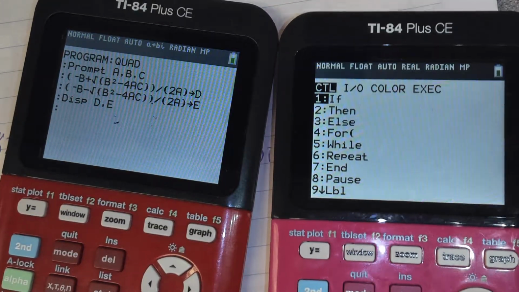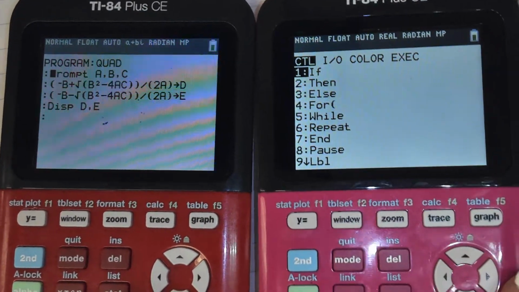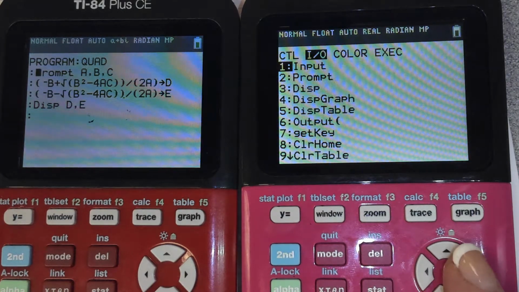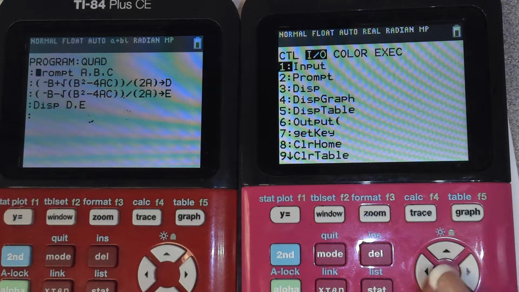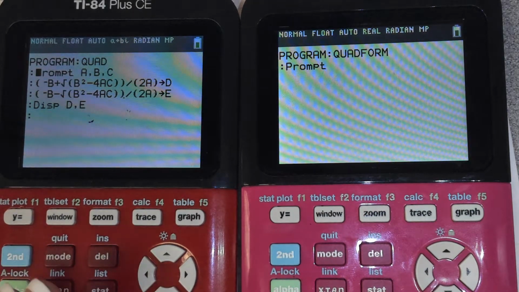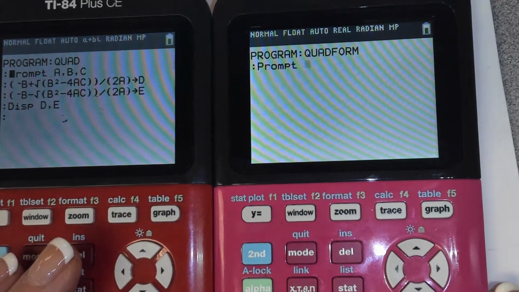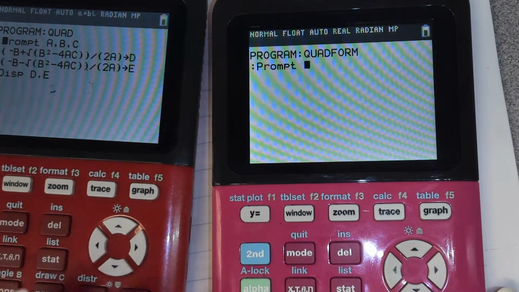Then you're going to go to input, output, I/O, arrow to the right to get to I/O. Do you guys see prompt? So go down to prompt and push enter. We have to prompt them to put in A, B, and C.